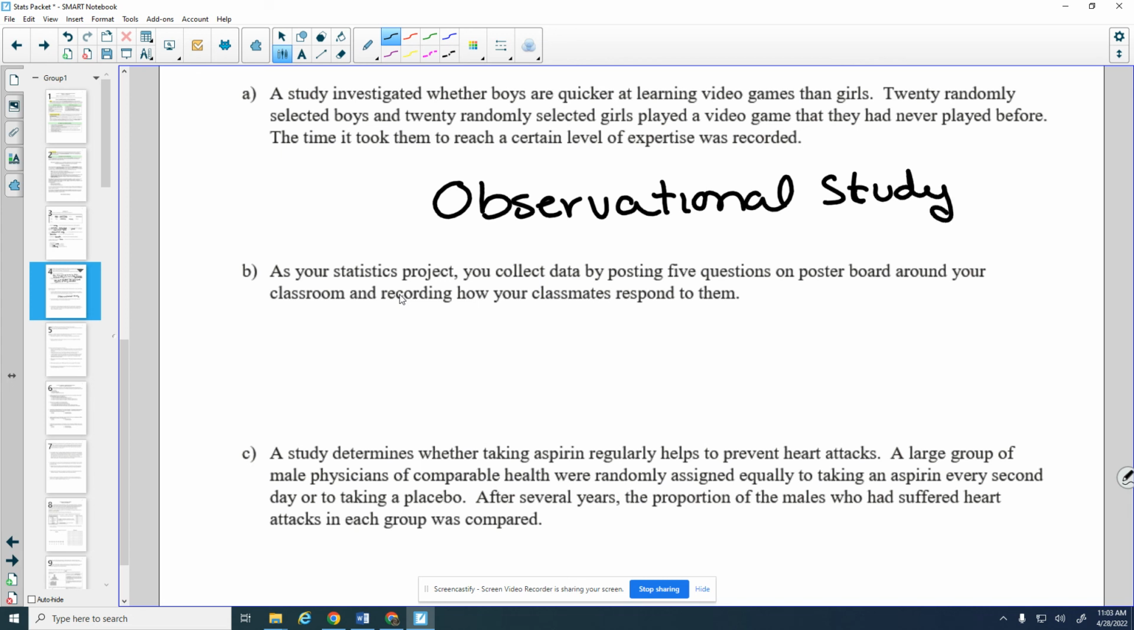As your statistics project, you collect data by posting 5 questions on poster board around the classroom and recording how your classmates respond to them. So this is a pretty straightforward survey. We're just asking questions and having people answer them.